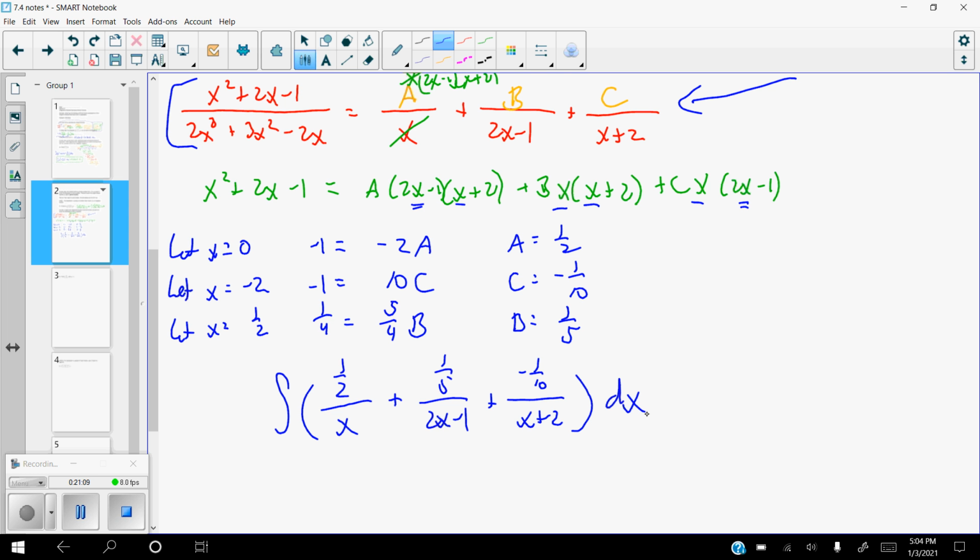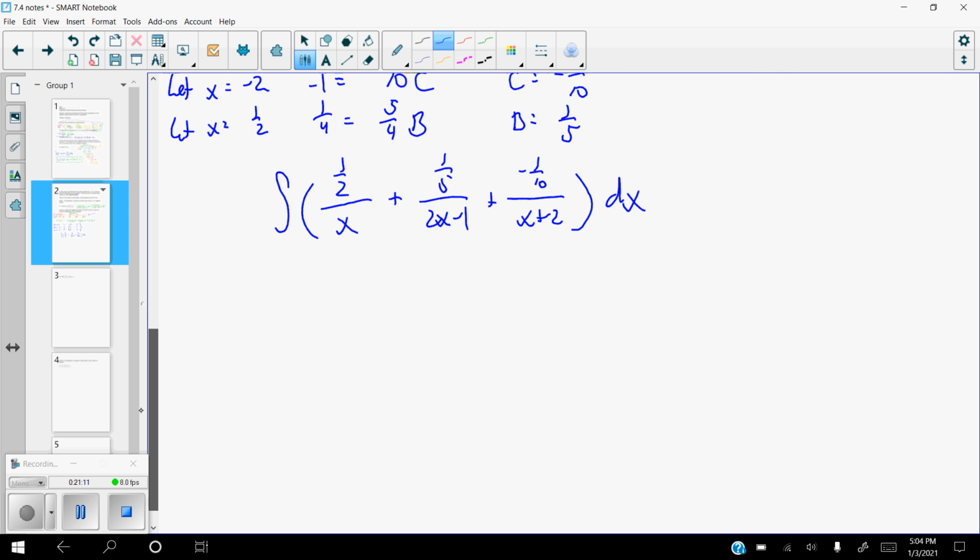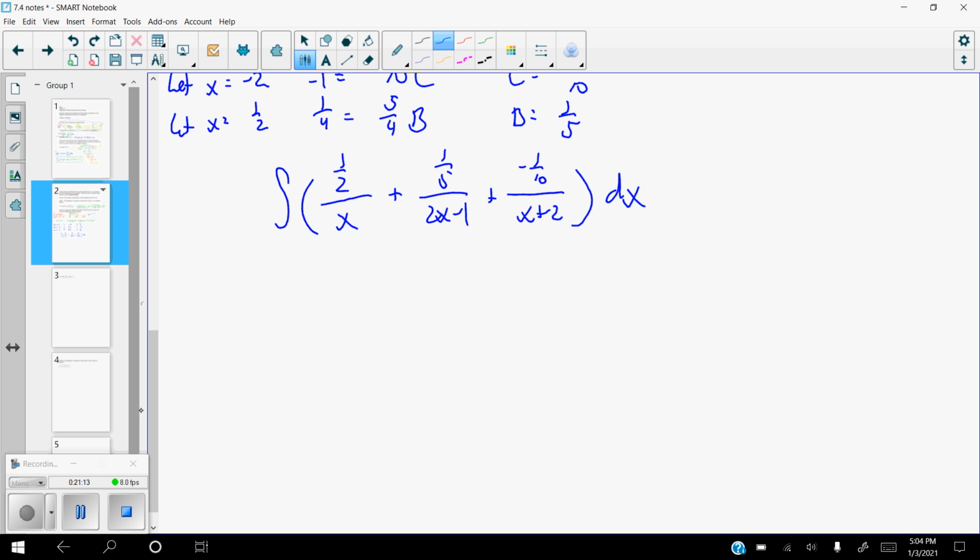dx. All right, and if you haven't seen this next trick, you're going to learn a trick real quick here that should help. The first one's pretty straightforward. It's just a constant over a linear function x. So we're just going to get 1/2 the natural log absolute value of x. No problem. Second one is where the trick is going to come in.